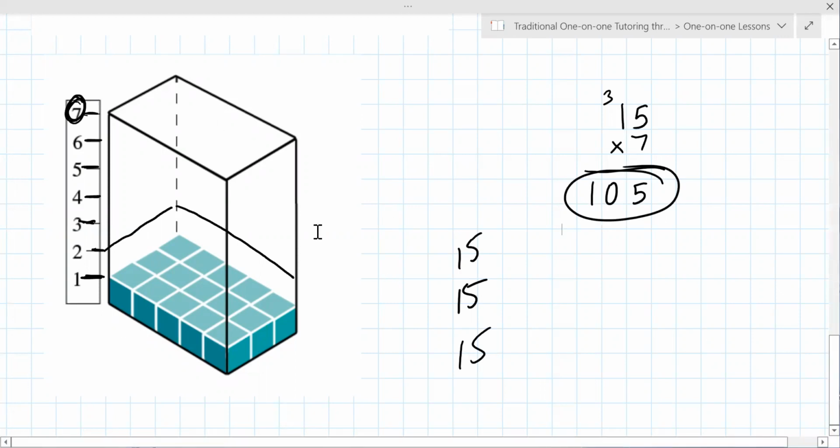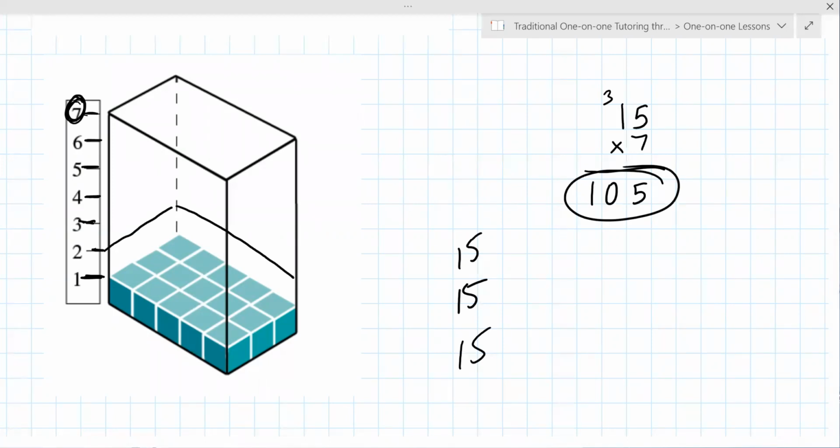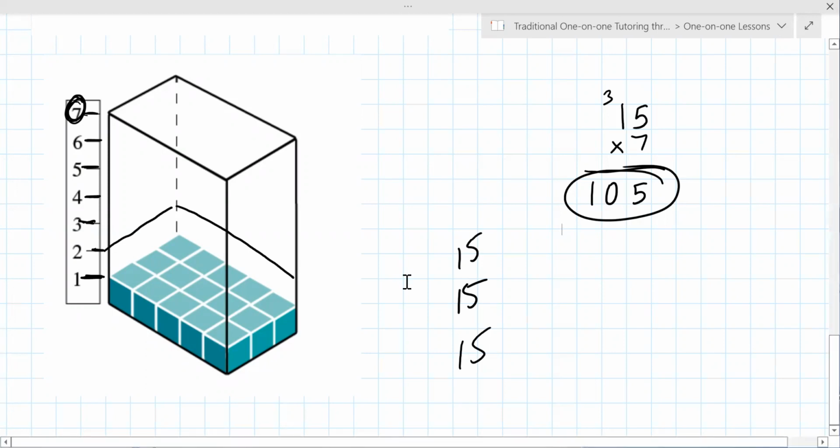Okay, so that's the volume of this whole thing. So it's 105. Yes. Any questions on that? Yeah, how did we get the 3?